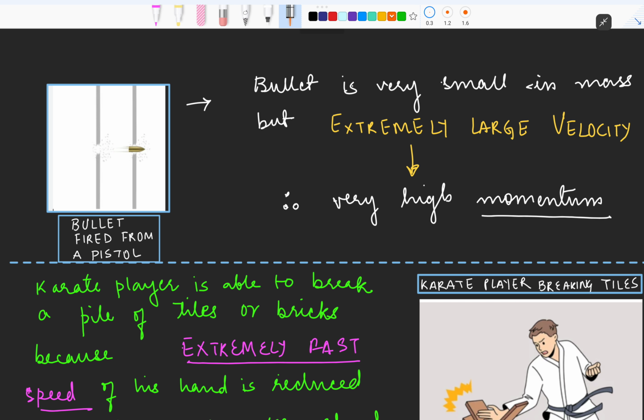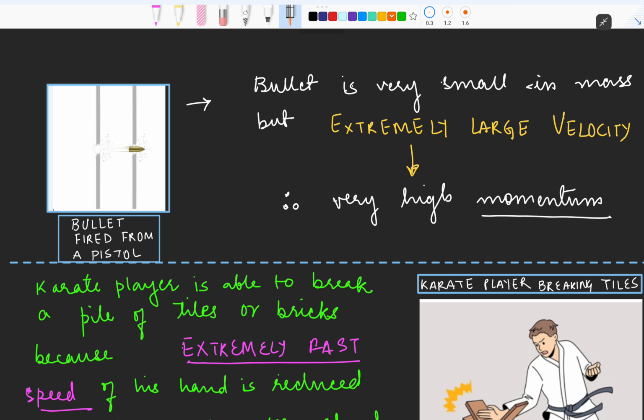Now the next is, let's look at a bullet. A bullet has a very, very small mass, but it is so powerful that it can pierce through a metal sheet, it can pierce through wood, and of course it can pierce through a human body and kill a person. Why? How does that happen? Again, extremely large velocity leads to very high momentum of the bullet, and that's what makes it lethal, right?